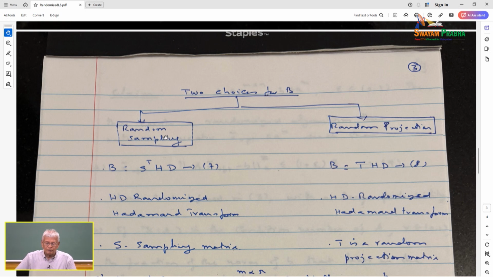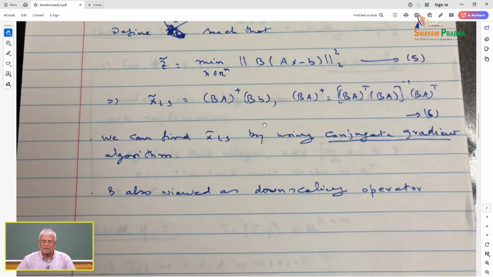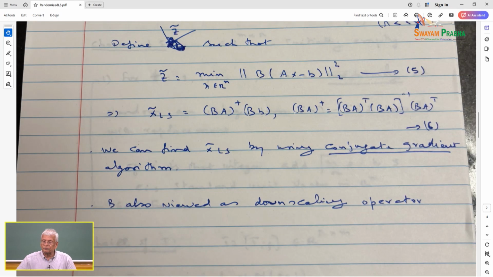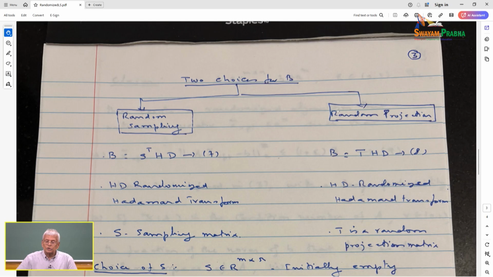There are two choices again. So, the randomized algorithm for solving the least square problem reduces to selection of this downscaling matrix B. Once I fix the matrix B, I do know how to solve the problem in the previous page. Please understand, equation 6 and equation 5 together define the solution to the rescaled version, and we also know numerical methods for solving that. So, the whole responsibility of implementing this idea rests on the choice of B.